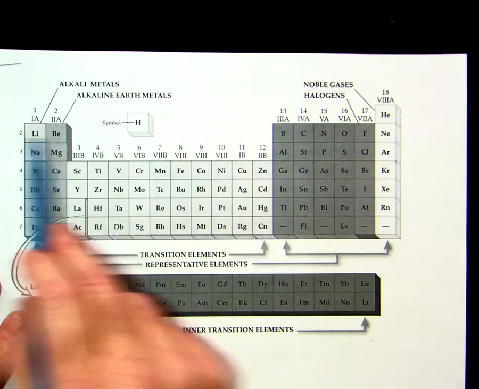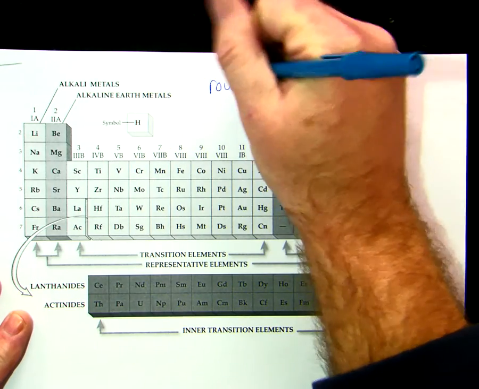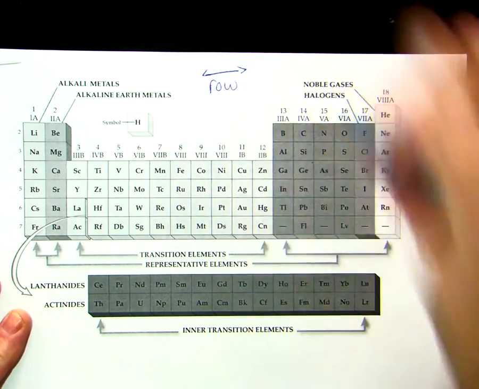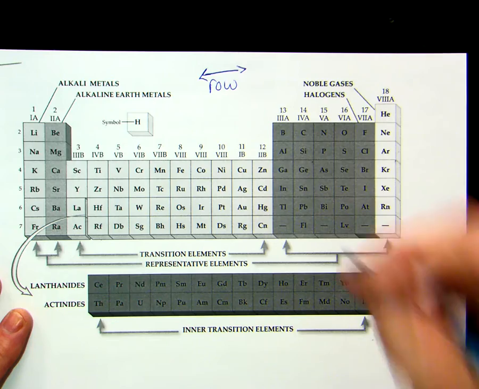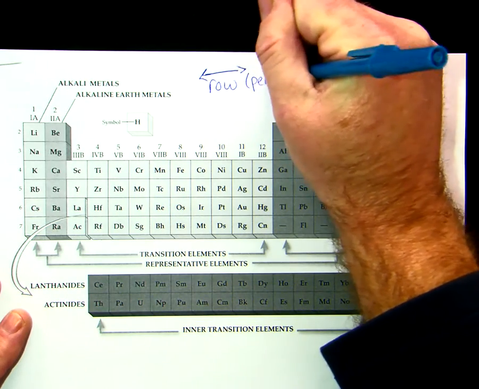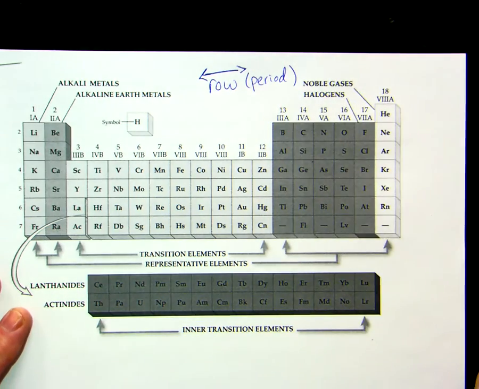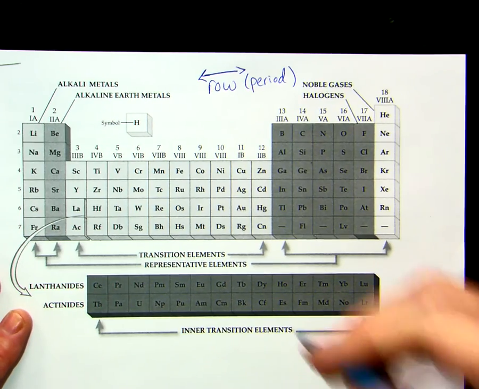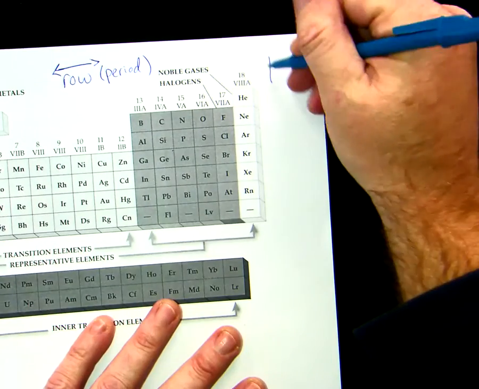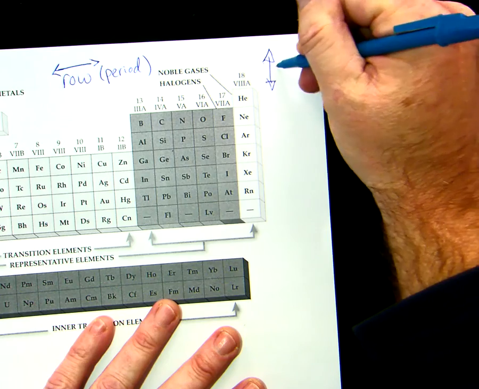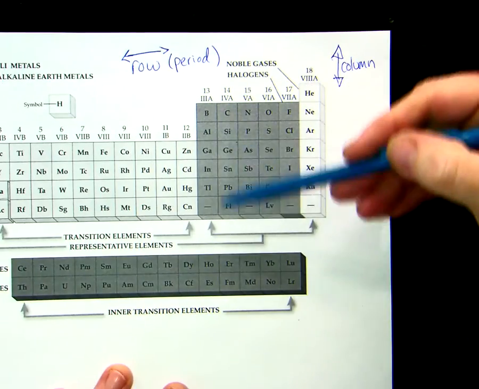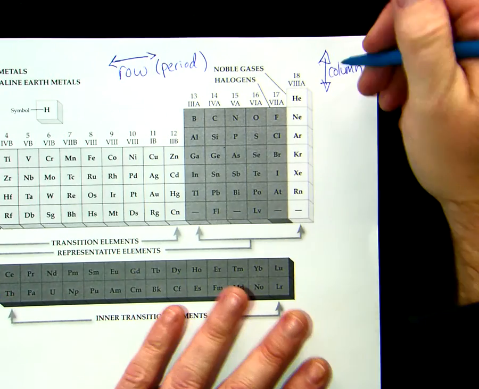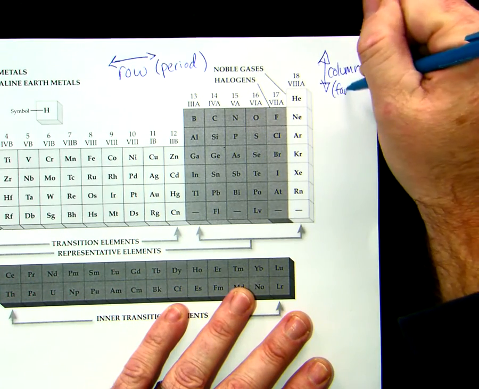One thing that I'm going to talk about are rows. And when I say row, I mean left to right. So if I say a row, I'm talking about directions that way and that way. And that is also called a period. All right, well, we also have directions we can go up and down, and I will call that a column. So I'll say a column, and I'm talking about up and down, and that's also known as a family.